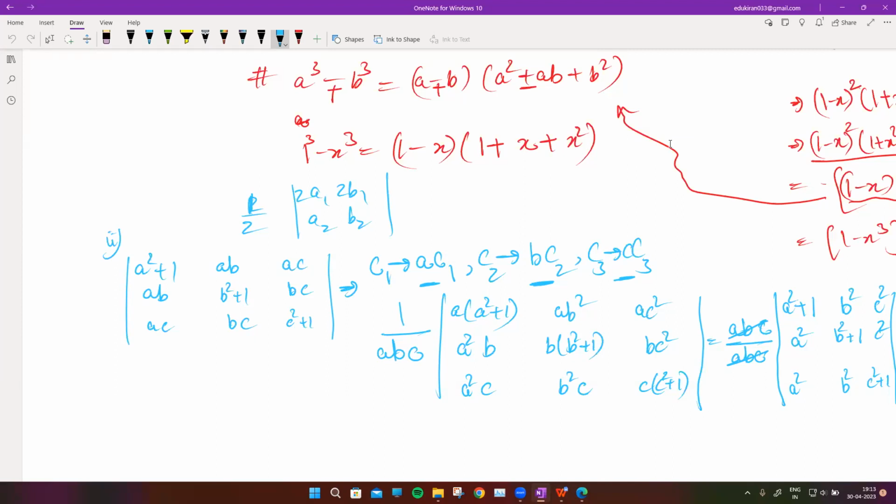But what I would suggest you to do is change your first column. Now observe, if you add all the columns, you will be left with a square plus b square plus c square plus 1. If you add the first, second, and third columns, the first element would be a square plus 1 plus b square plus c square. The second element will also be a square plus b square plus 1 plus c square. The third element will be a square plus b square plus c square plus 1. So as soon as you apply C1 changes to C1 plus C2 plus C3, your whole determinant becomes reducible.